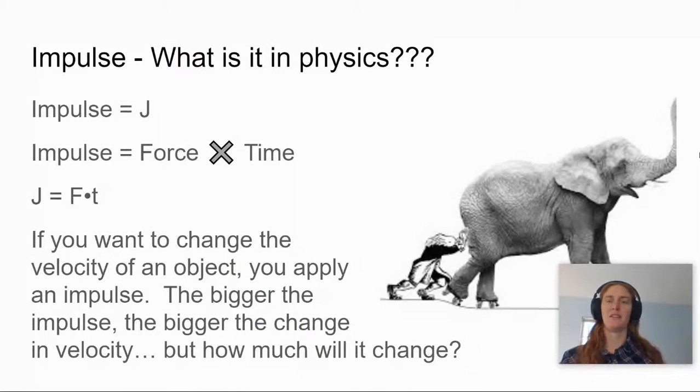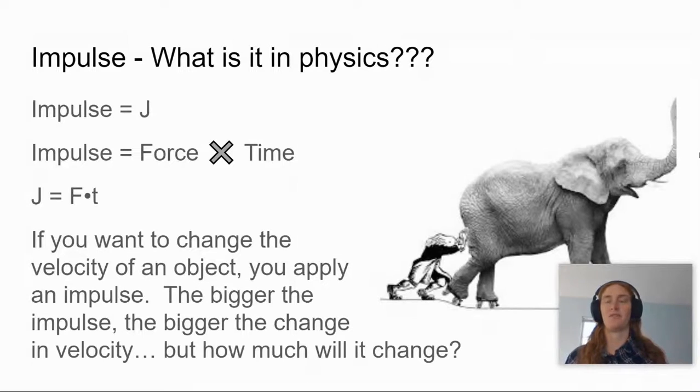And if you want to think about impulse, if you want to change the velocity of something, you need to apply an impulse. You can apply an impulse either by pushing on something with a big force or a small force, but you also need to push on it for a certain amount of time. So if you want to apply a bigger impulse to get it to change velocity more, you can apply a bigger force or you can push on it for more time.